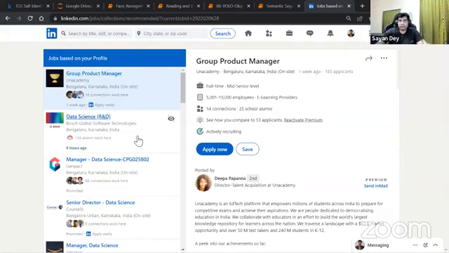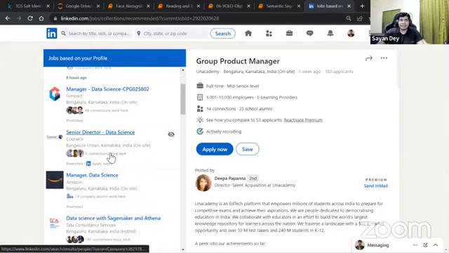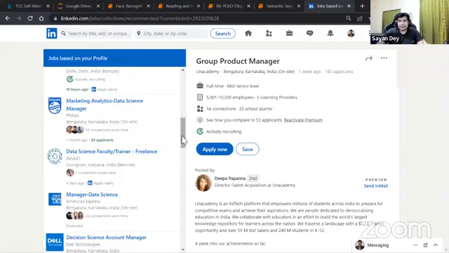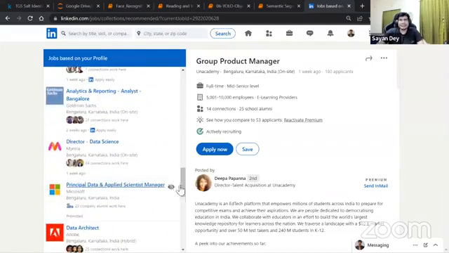Maybe it is showing me a lot of job roles in data science, product manager, manager of data science, senior director of data science. Maybe it's making me want to apply. Anyways, you can see how incredibly LinkedIn is doing recommendation. This is also a classic example of a recommendation engine overall.